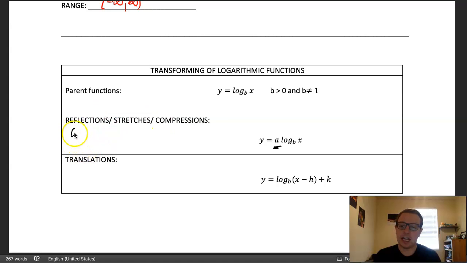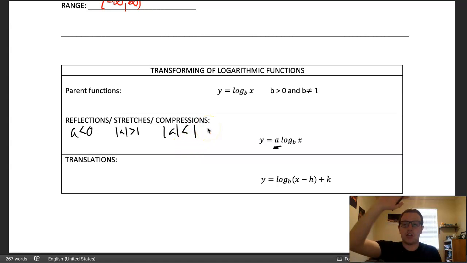Reflections are going to be when a is a negative number, so when it's less than 0. Stretches are when the value of a is greater than 1, right? We want a to be larger than 1 so we can make it bigger. And compressions, just like always, are going to be when a is a decimal or a fraction. Positive or negative doesn't matter because we're just talking stretching or compression. The negative just reflects it.